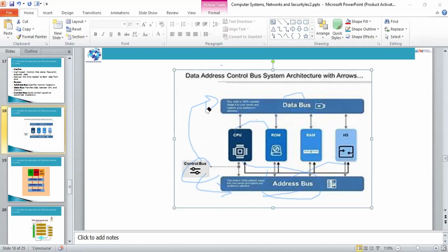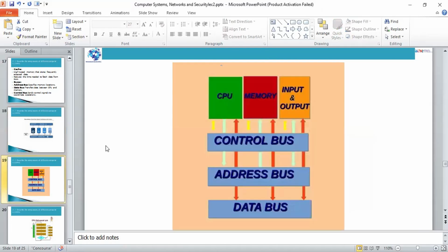So these are the buses in a computer system that are used for the purpose of connection, so that the different systems can communicate with each other. Okay, so this is the concept of buses. And after that, this is another diagram that shows the working of buses.